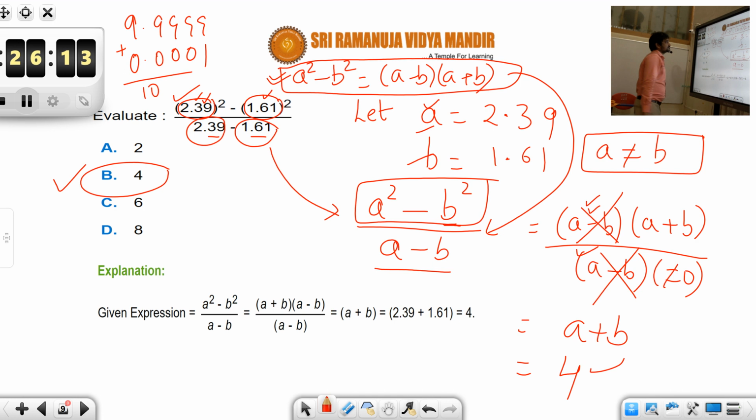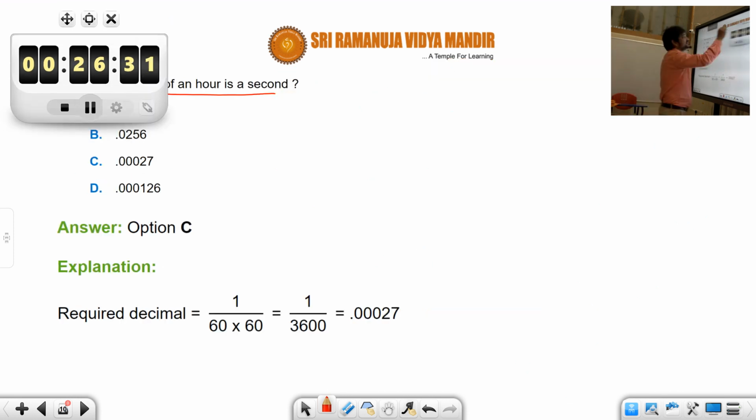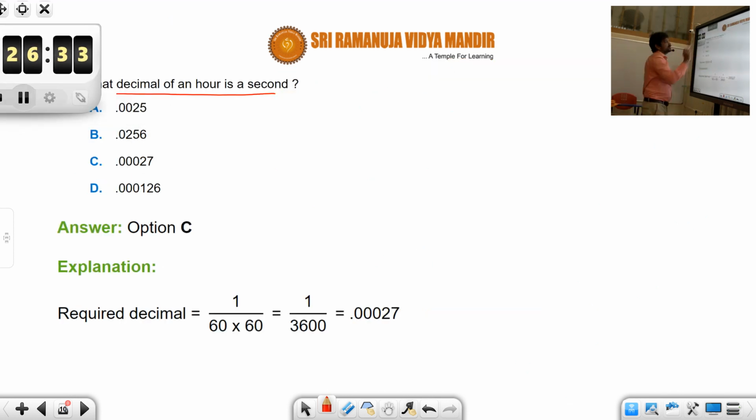Okay students, so let's look at another question. What decimal of an hour is a second? What does it mean? How to convert an hour into seconds?